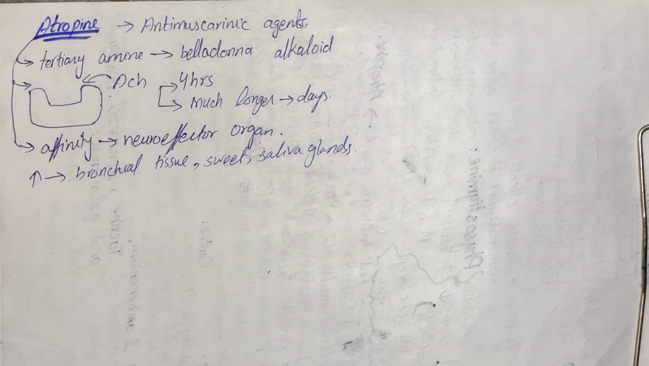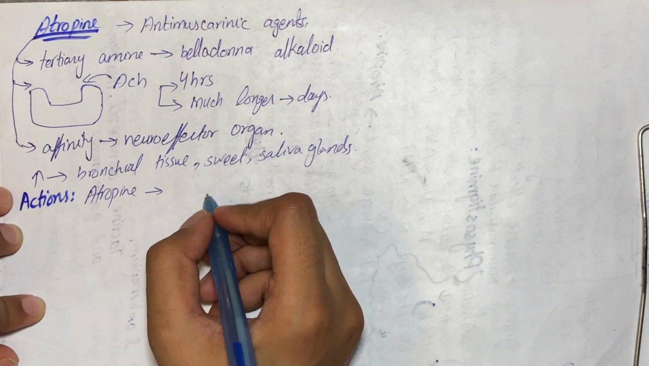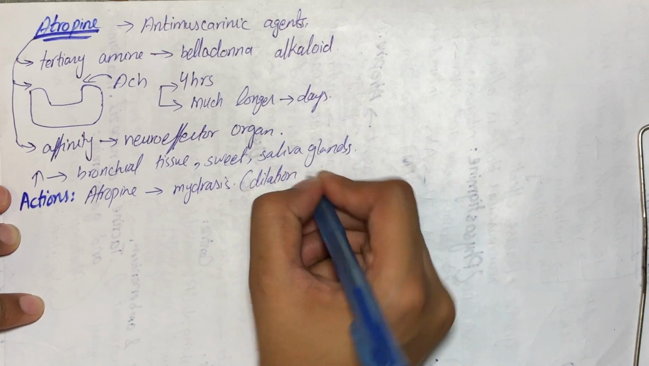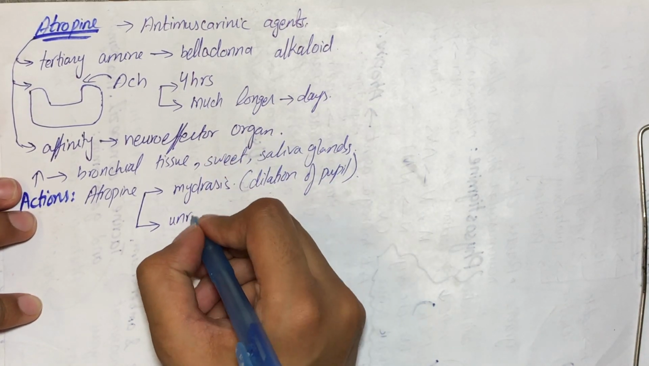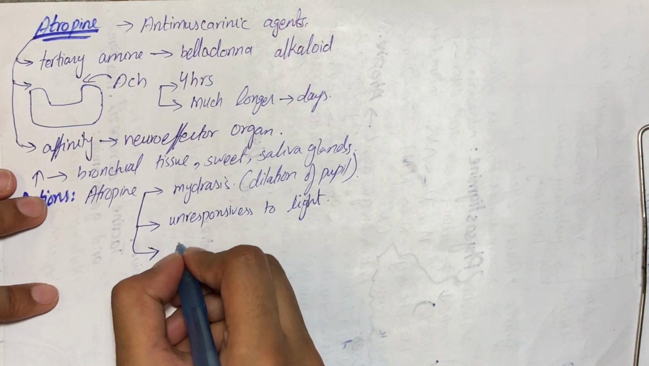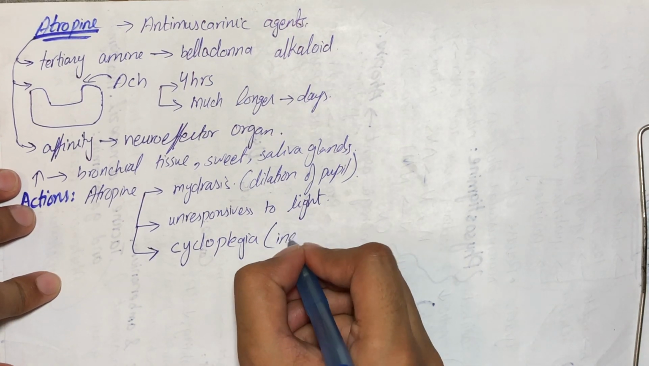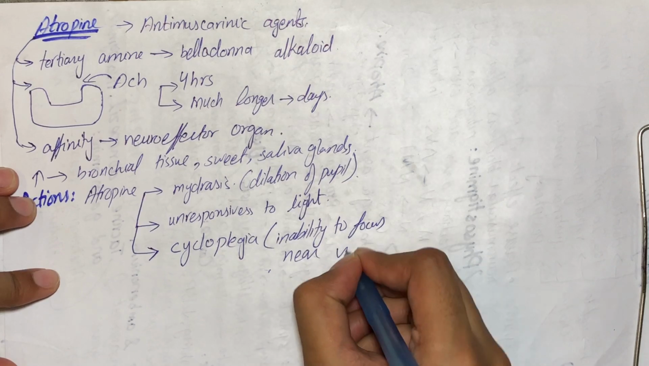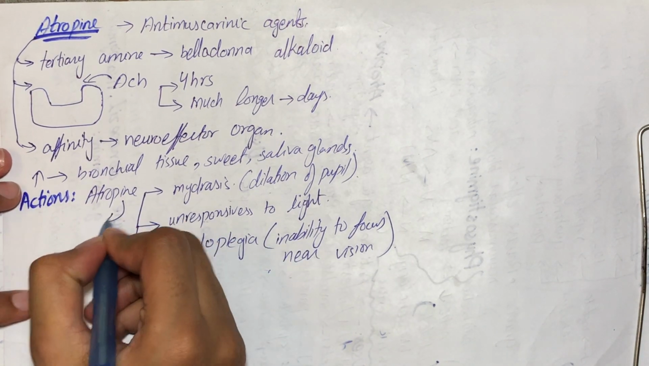If we talk about the actions of atropine in detail, atropine blocks the muscarinic activity going on in the eye. In this way it will cause mydriasis. And what is mydriasis? It is the dilation of the pupil. The blockage of muscarinic activity in the eye also results in unresponsiveness to light, and there is cycloplegia, which is the inability of the patient to focus for near vision. So these are the 3 things that happen when there is blockage of muscarinic activity by atropine.